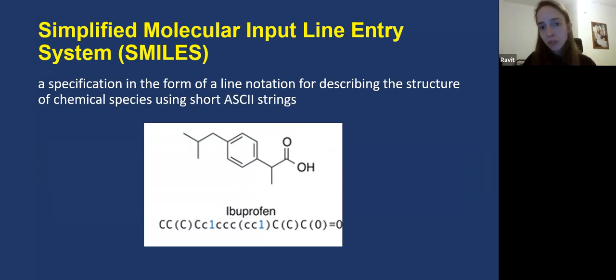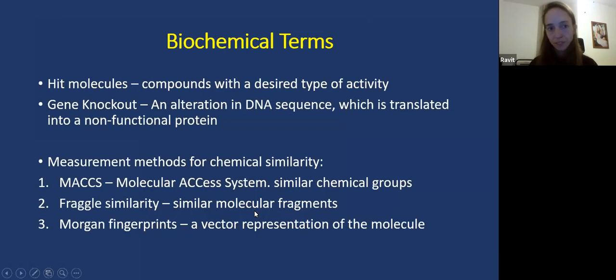One is the simplified molecular input line entry system, or in short, SMILES, which is an ASCII string representation of a molecule which describes the structure of a chemical species. You can see in the picture here an example of a SMILES of ibuprofen. Other terms are hit molecules, which are compounds with a desired type of activity, and gene knockouts, an alteration in DNA sequence which is translated into a non-functional protein.